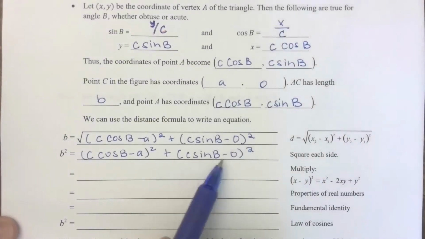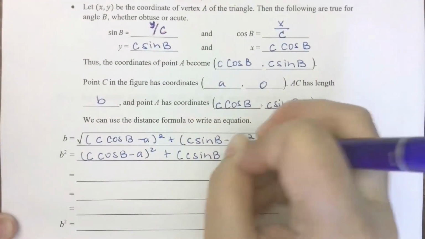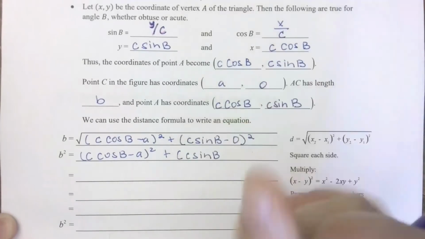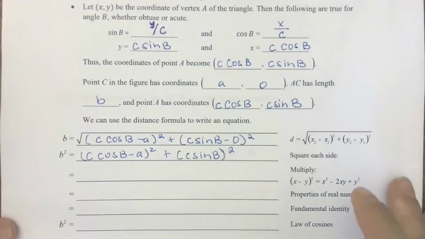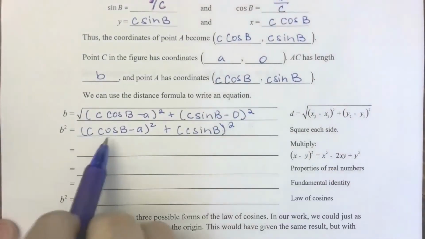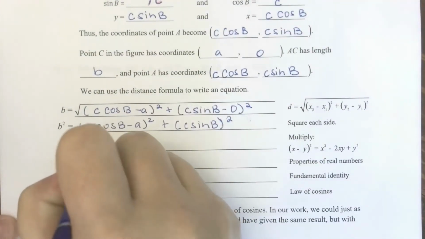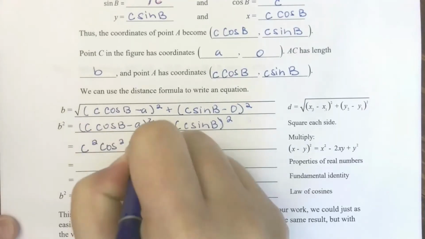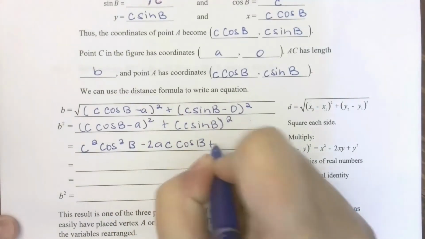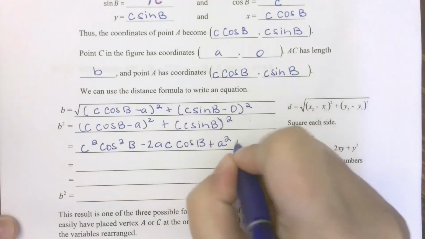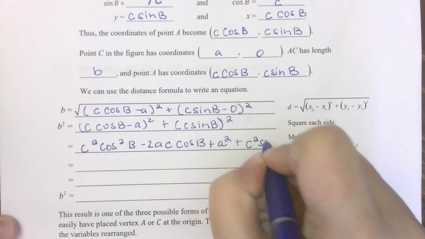Here, (c sine B minus 0) squared is the same as (c sine B) squared, because subtracting 0 is not going to make a difference. So we just have (c sine B) squared. Now we want to actually multiply these out. If I multiply these out, I'm left with c squared cosine squared B minus 2ac cosine B plus a squared, and then this part squared is going to give me c squared sine squared B.